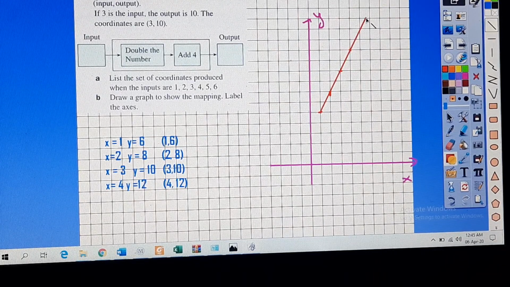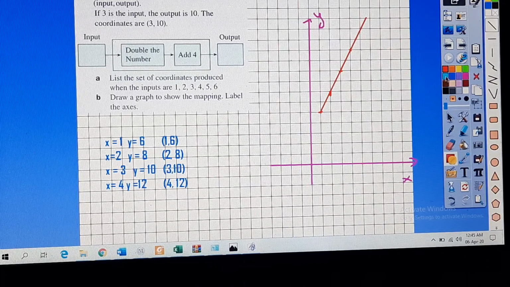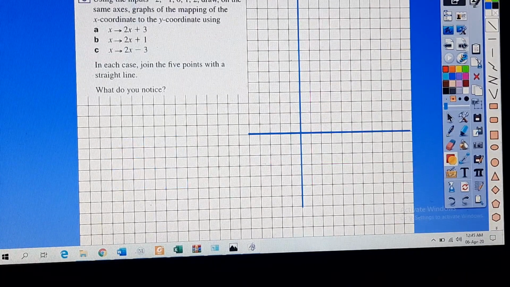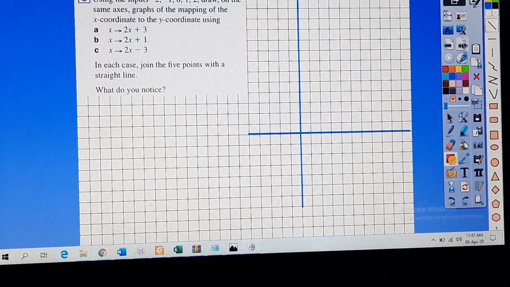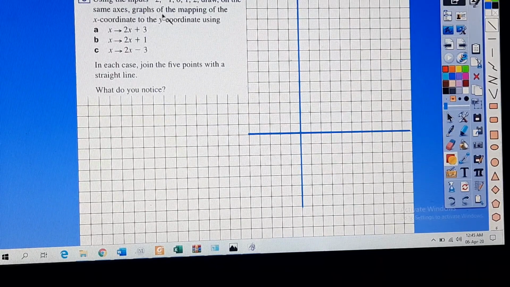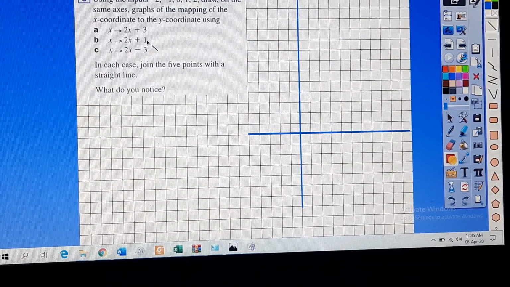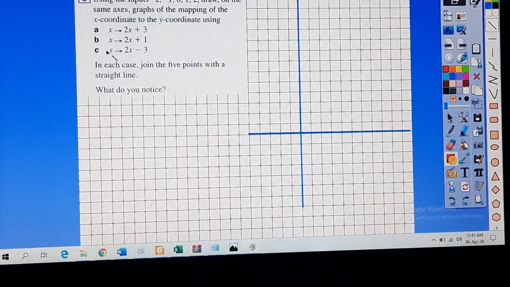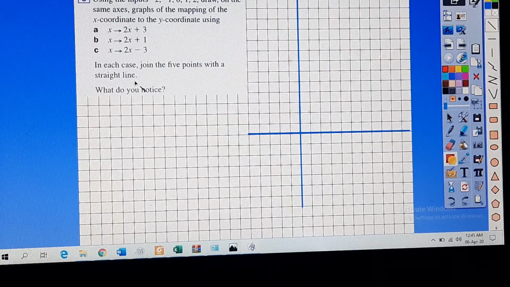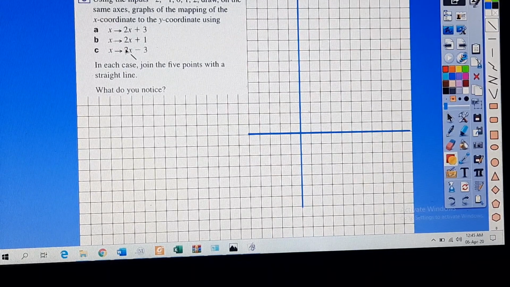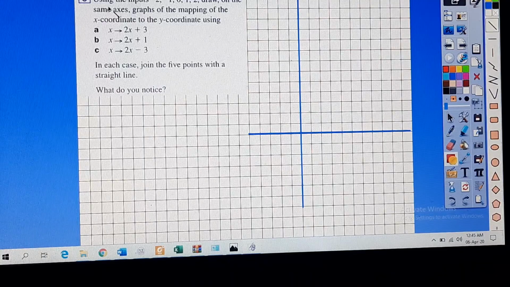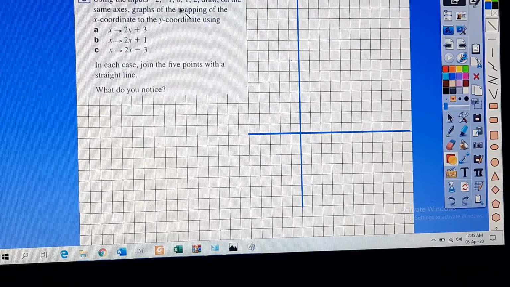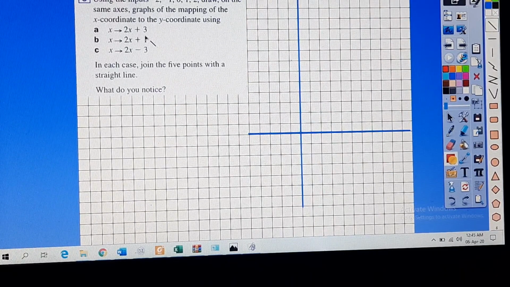Okay, so this one will be the line that we have to draw. In the same way, we can continue with exercise 5. For exercise 5, I'm going to solve only C. Okay, it says that we have to draw on the same axis these three lines with different colors. So let's see what we'll get.